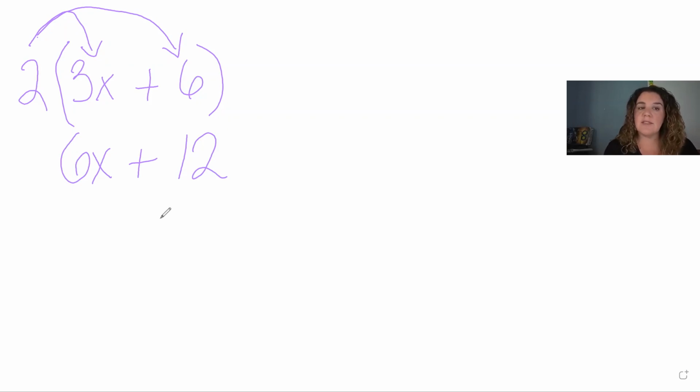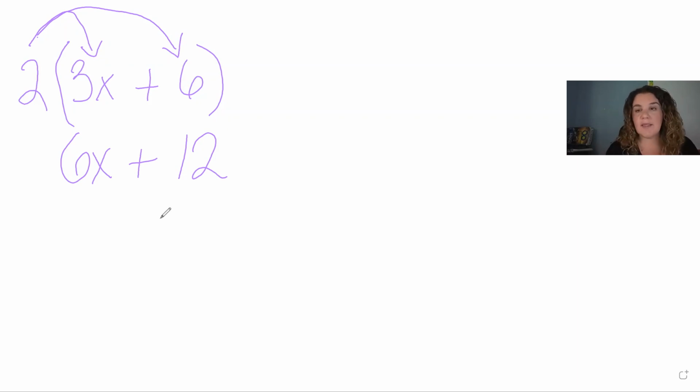A common error I see with students is that they only multiply that first number, that 2 on the outside, by the first term on the inside, and they just forget about the second term on the inside. So I suggest always using those arrows to remind us to multiply everything on the inside by that number on the outside. Now, if I look at my answer, 6x plus 12, I can't do anything else with that.